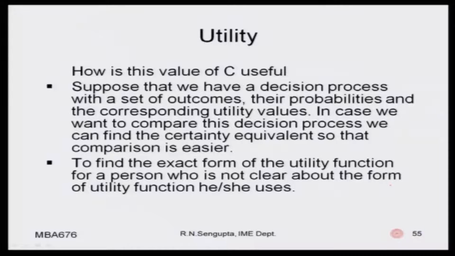Now, how this value of C is useful is that suppose we have a decision process with a set of outcomes, and given the set of outcomes you want to rank them, that is point number 1, and you also want to find out the exact form of the utility function based on which you can analyze any decision. A human being is able to give you the outcomes, but he or she is not able to quantify the utility function based on which he or she is taking a decision. So, your main task would be, given the certainty equivalent, to use different mathematical techniques to find out what type of person he or she is, and then what type of utility function you will be able to analyze. So, consider this very simple situation.